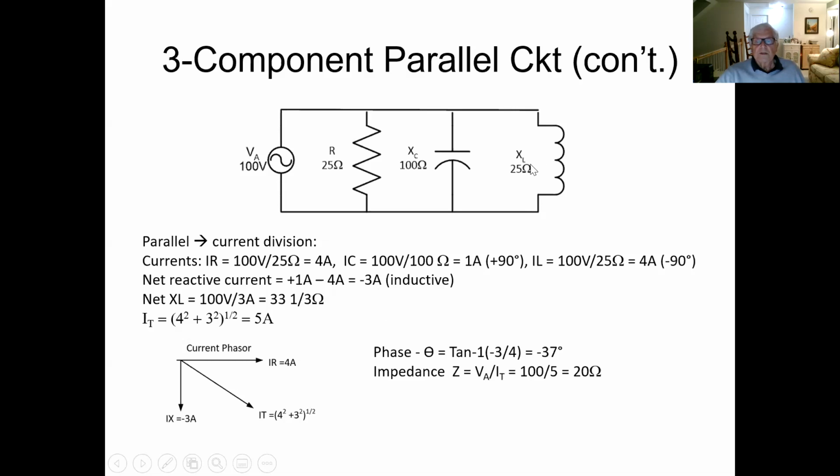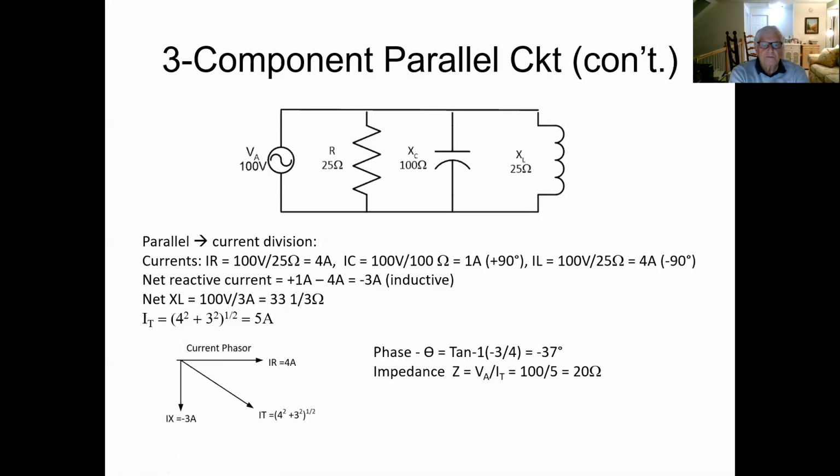So you can see here that XL is lots smaller than XC, so it's going to be mostly inductive, and it's going to be minus 3 amps inductive. So the net inductive reactance is 100 volts divided by 3 amps, or 33 1/3 ohms. So that is our net inductance, net reactive component.